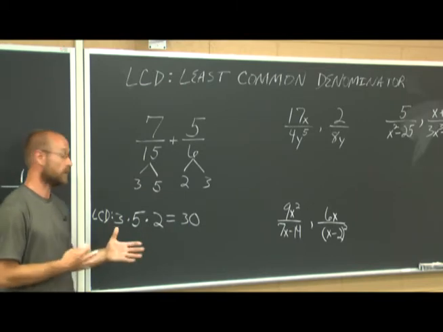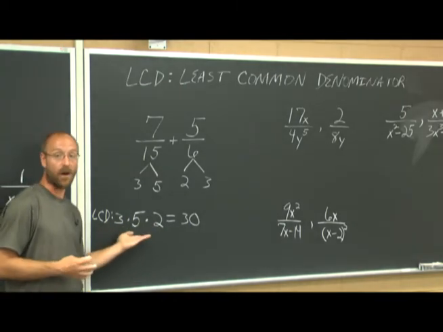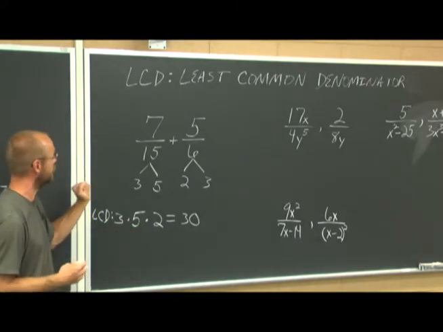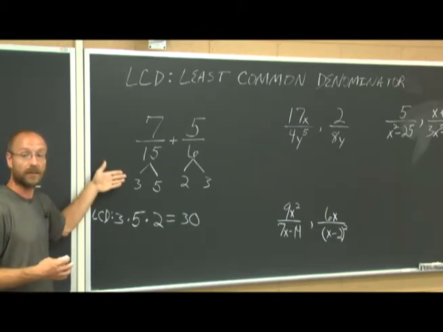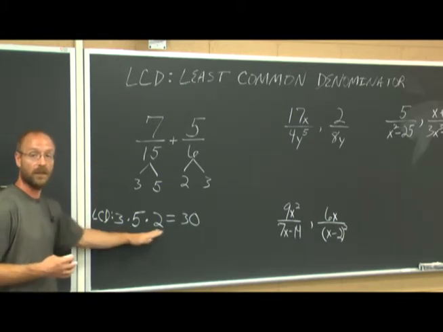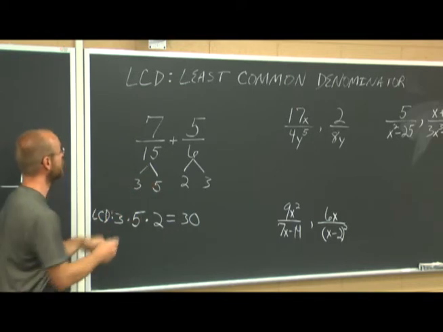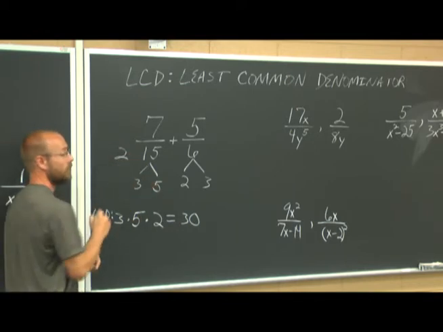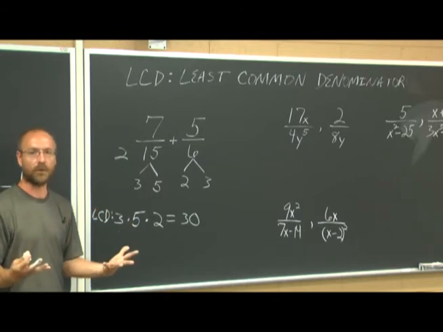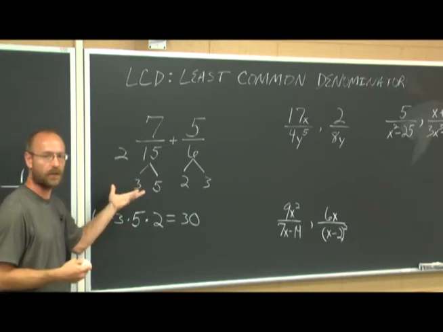Now, if you think about it, if I know what the factors are here, I can go back to this and say, this needs a factor of 2 in order to be 30. 15 times 2 is 30. So I'm going to give it a factor of 2. But I can't just change the fraction. I end up changing its value by doing this.